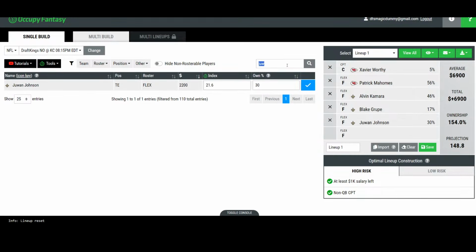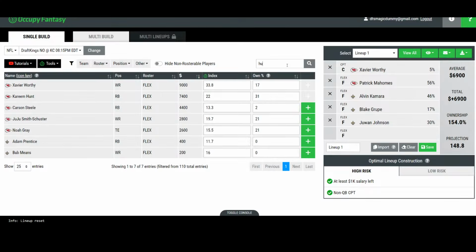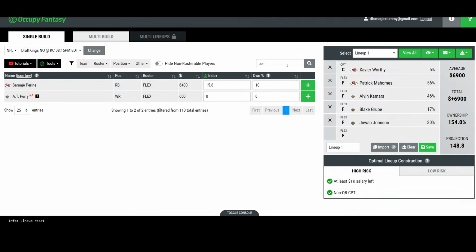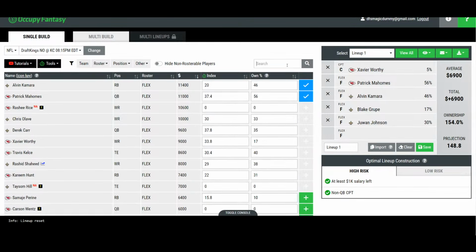6,900. Now we could play Kareem Hunt. No, just too much for Kareem Hunt. Could play P. Ryan, but that gives us 3 low-owned guys. We don't need 3 low-owned guys in a small field GPP. So maybe Juwan Johnson isn't the guy.